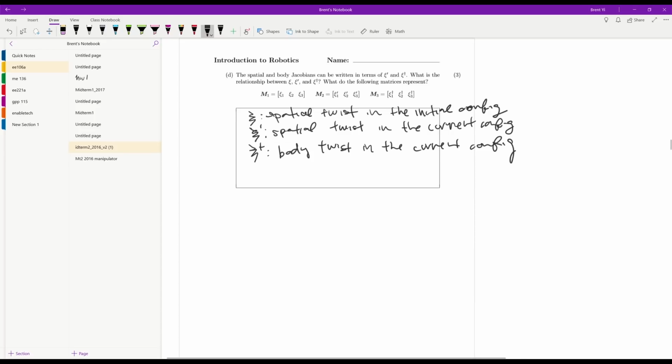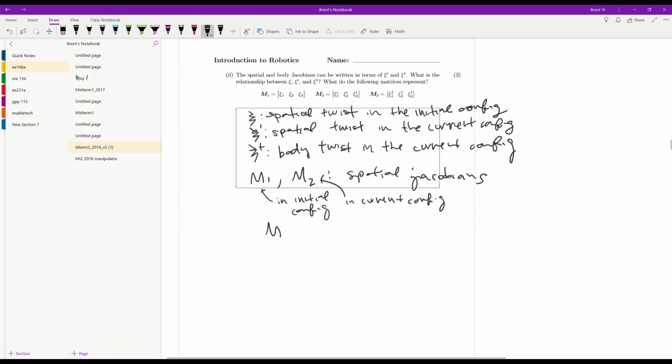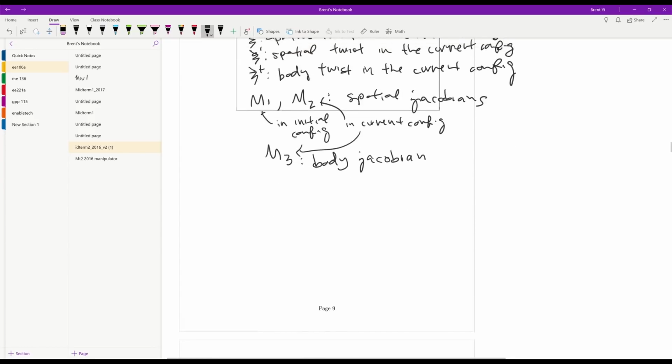But yeah, so once we know these, defining what M1, M2, and M3 are is pretty straightforward. So M1 and M2 are both spatial Jacobians, right? But M1 is in initial configuration, whereas M2 is in the current configuration. M3 is also in the current configuration, but it's a body Jacobian. So each of these velocities in the Jacobian are represented with respect to the body frame. And that's it for question 4. So that is inverse kinematics.